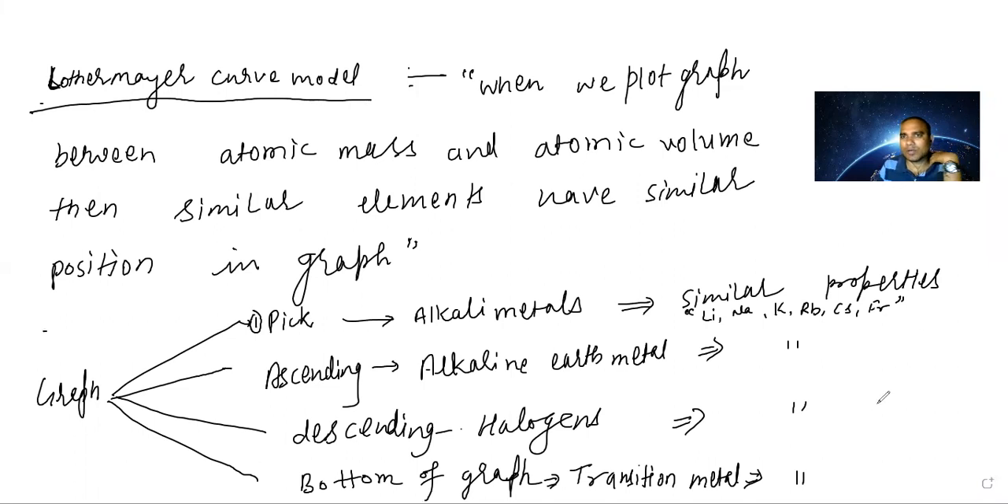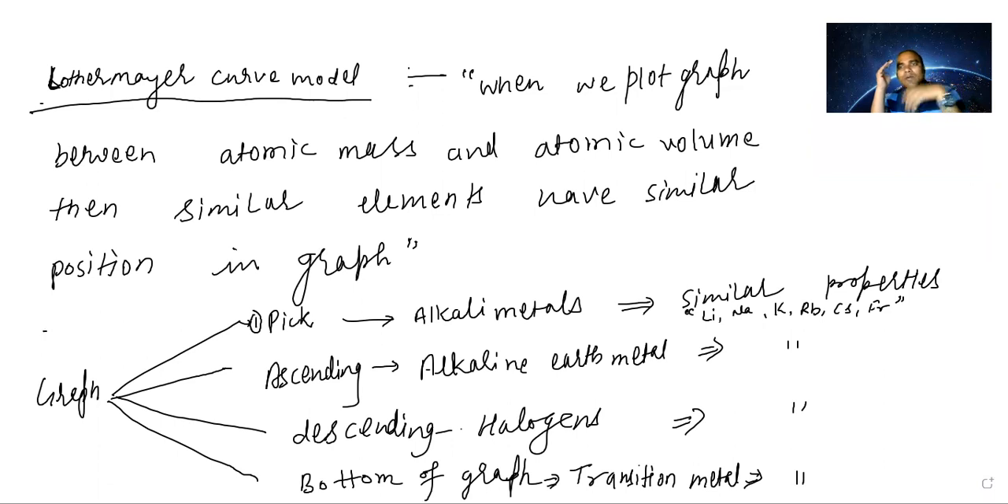Yesterday I already told you that one group has similar properties, like one class has similar properties. Similarly, if you talk about the peak, whatever comes at the peak has similar properties. Let's try to write the relations.